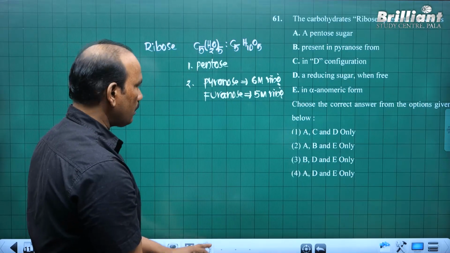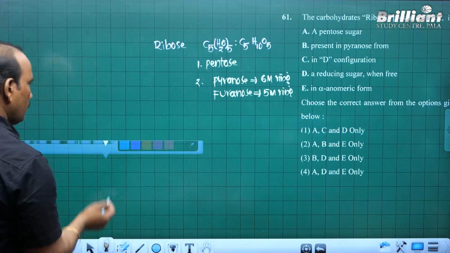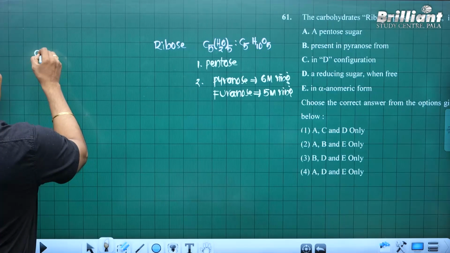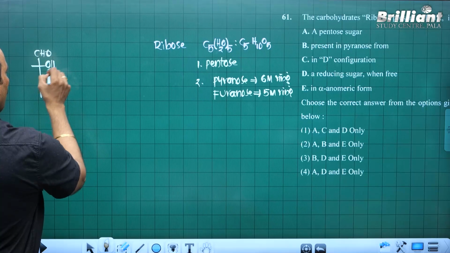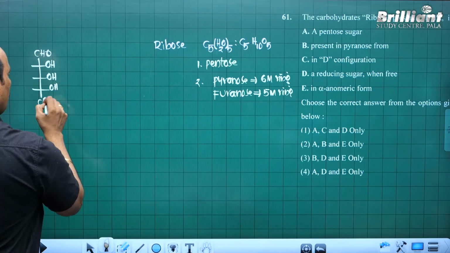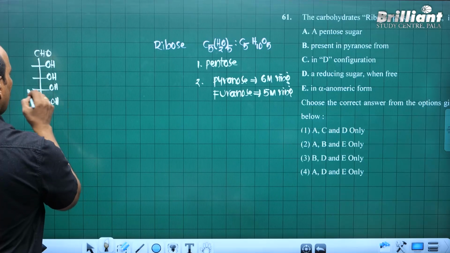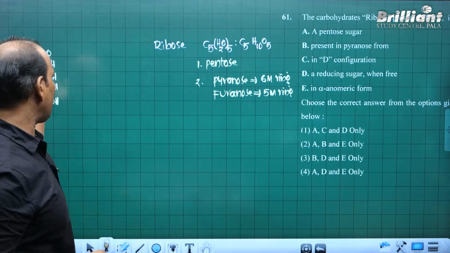Next, what is the original structure? CHO, OH, CH2OH. In glucose, if the second carbon is removed, you get this structure.